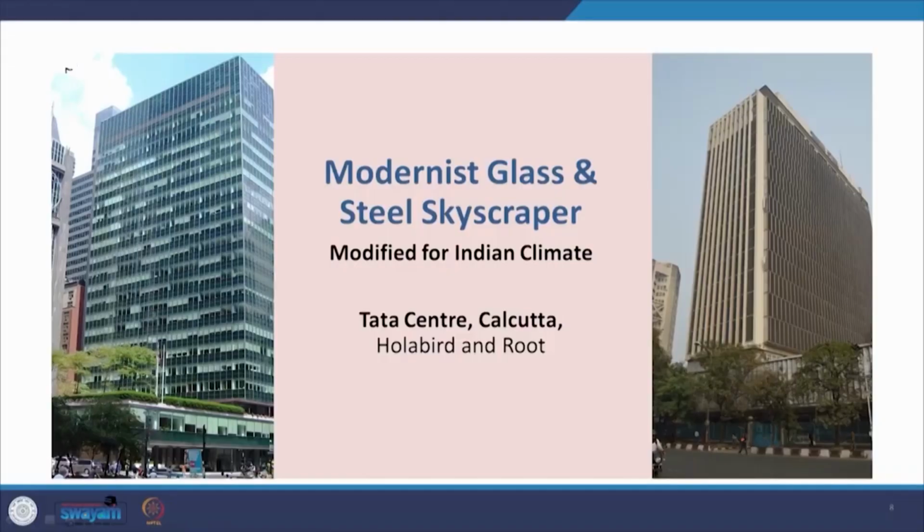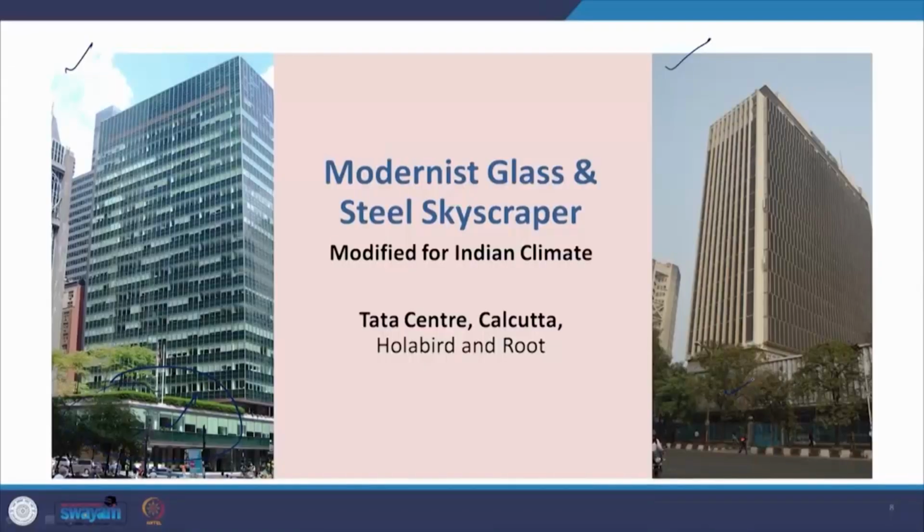Moving on to the idea of the modernist skyscraper. For example, the Lever House in the early 1950s in New York by Skidmore, Owings and Merrill. This skyscraper was then adopted by Holabird and Root for the Tata Center in Kolkata. It's a very similar cuboidal skyscraper. As you can see, there is a complete base under the Lever House occupying the entire site for about 2 or 3 stories. This is that base, and we see a similar base in the Tata Center.